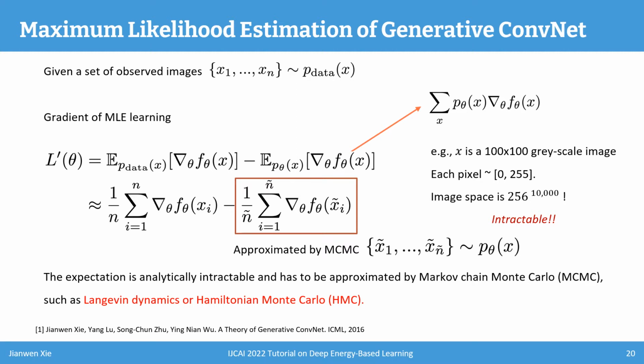The expectation term is intractable because x is high-dimensional. Consider x is a 100 by 100 grayscale image, and each pixel can take a value from 0 to 255. The image space is too big to do summation over x for computing the expectation according to the definition. Therefore, it has to be approximated by a Markov chain Monte Carlo (MCMC) method, such as Langevin dynamics or HMC. To be specific, we can sample x tilde from the model distribution and use the sample average to approximate the expectation.